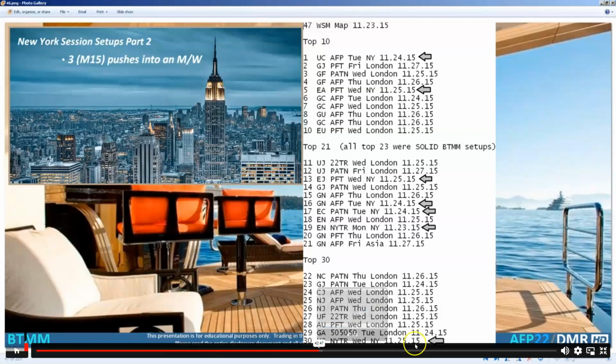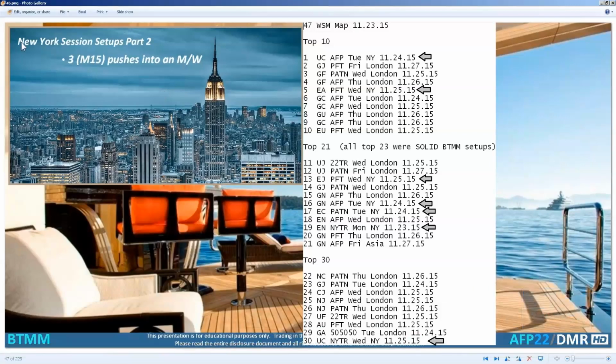Clear trade, nothing too spectacular. You're looking for 3 pushes on the 15. All of these basically gave that in some degree or another. Maybe the GN didn't. Maybe as you got down this list they didn't. But certainly these two did. This EJ definitely did. Right? And go back and look at EC and EN on your own. You'll see that they had a lot in common with what we went through last week with these 3 M15 pushes into an MW in our New York session part 1.